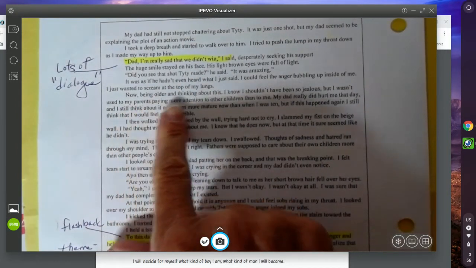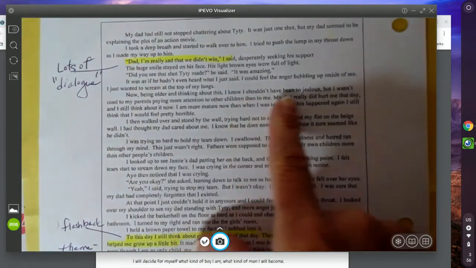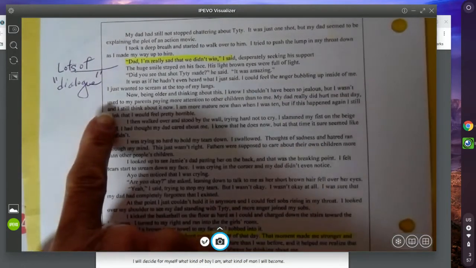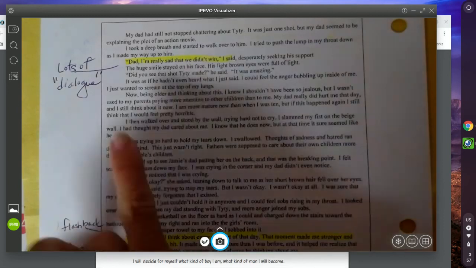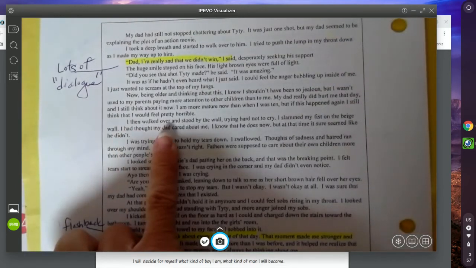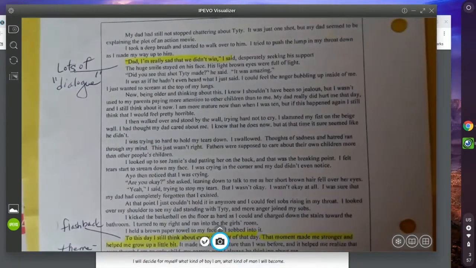Now, being older and thinking about this, I know I shouldn't have been so jealous, but I was used to my parents paying more attention to other children than to me. My dad really did hurt me that day, and I still think about it now. I am more mature now than when I was 10, but if this happened again, I still think that I would feel pretty horrible. I then walked over and stood by the wall, trying hard not to cry.